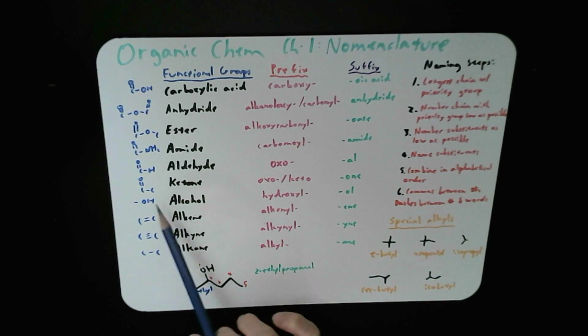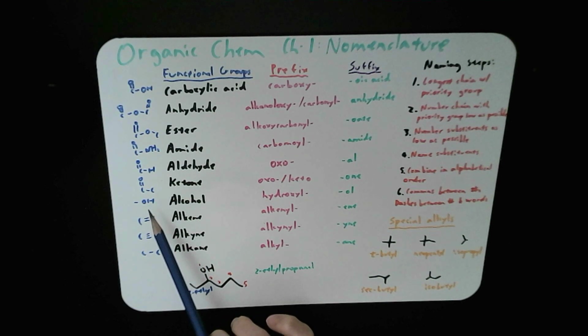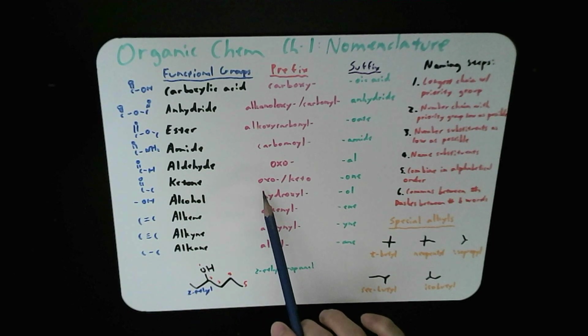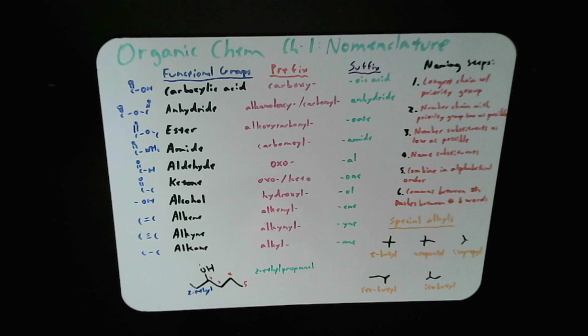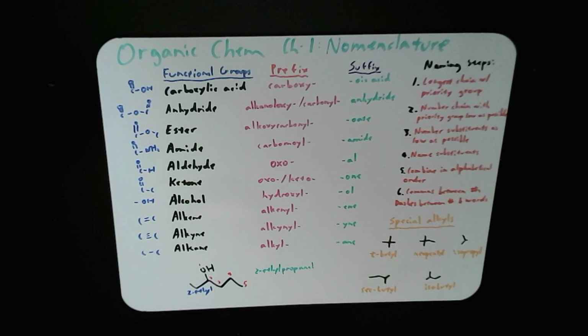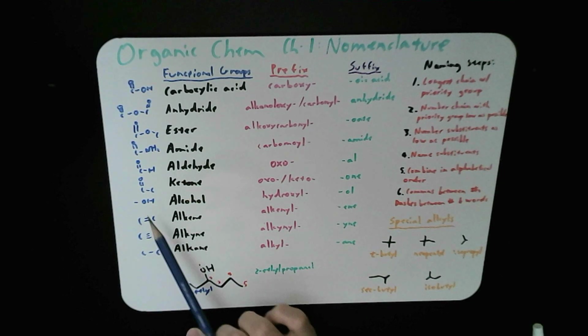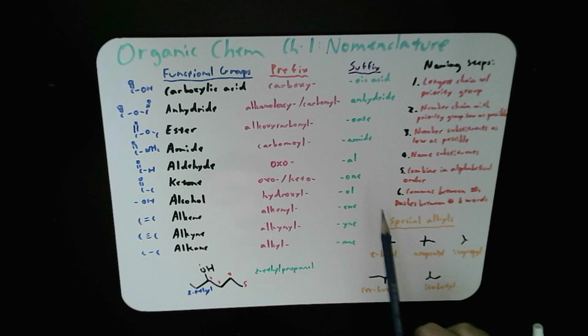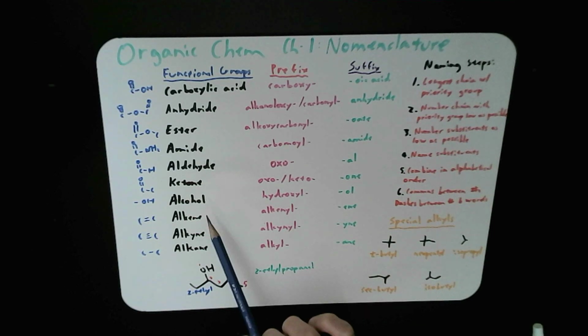Ketone, instead of the H, is covalently bonded to another C, which can be denoted as oxo or keto. More often, you will find it as keto to distinguish between ketone and aldehyde. The suffix is one, as in ketone. Next, we have alcohol. Alcohol is just bonded to OH. Prefix, we have hydroxyl, and the suffix, we have ol, alcohol.